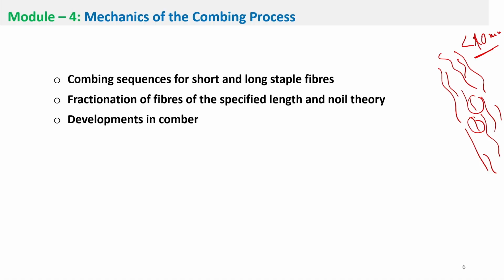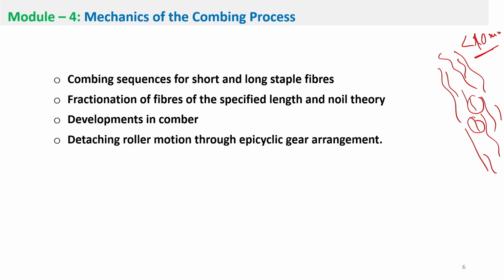And developments in comber. Different developments we will discuss, and detaching roller motion through epicyclic gear arrangement. In the comber we will see the detaching roller has a special motion, like fast forward, then slow forward, and the backward motion. This total complex motion is achieved through the epicyclic gearing system, which we will discuss here.